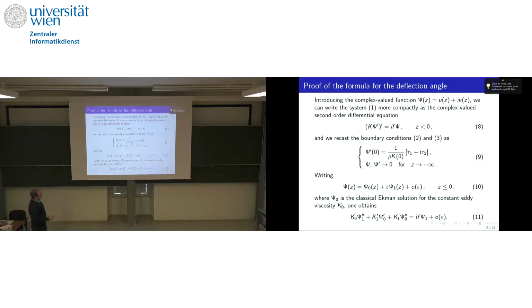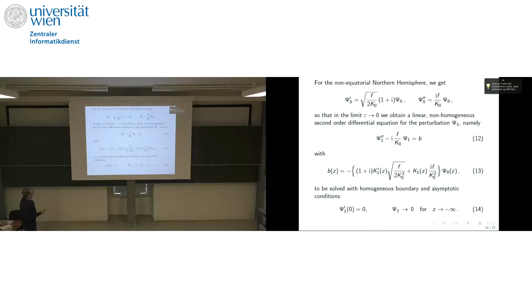The boundary conditions can be expressed in this way if you work them out. So what I want to do is use a perturbative argument. I write the solution as the Ekman solution, corresponding to the constant viscosity K0, plus the perturbation. You put in the epsilon, you make the calculation. This is the second order ODE satisfied by psi 1. And if you work it out, what you get for the northern hemisphere is this. This is the classical Ekman solution, so you can plug it in, and what you find is that this is the ODE for the perturbation.